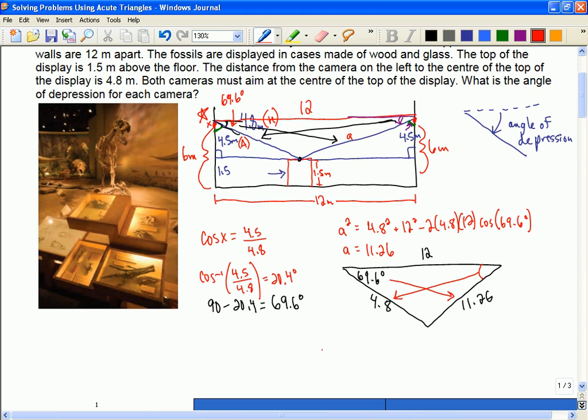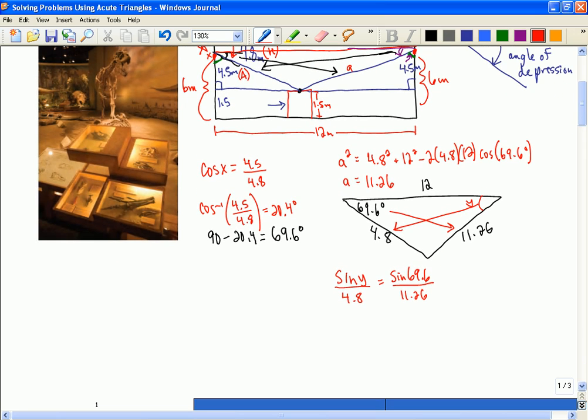So if I use sine law, I'll call this angle y. The sine of y over 4.8 will be the sine of 69.6 over 11.26. So there's definitely going to be a fair amount of calculations here. Sine of y is 4.8 times the sine of 69.6 over 11.26.